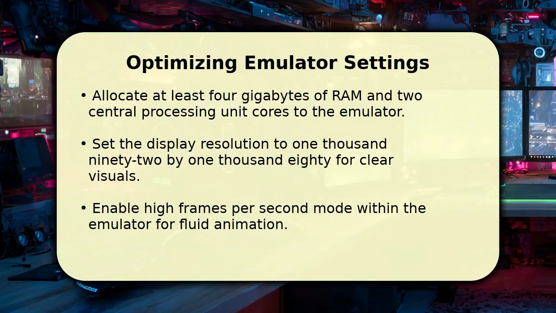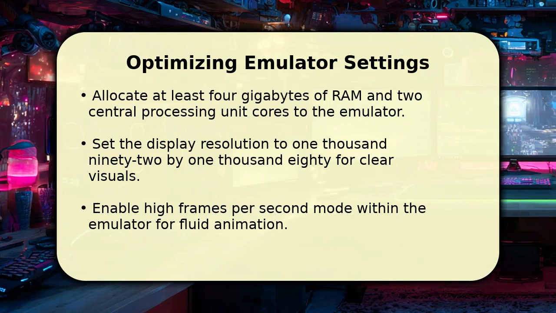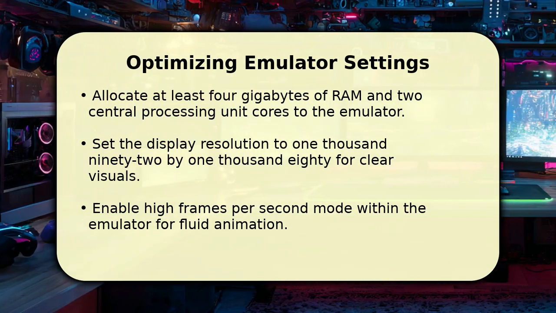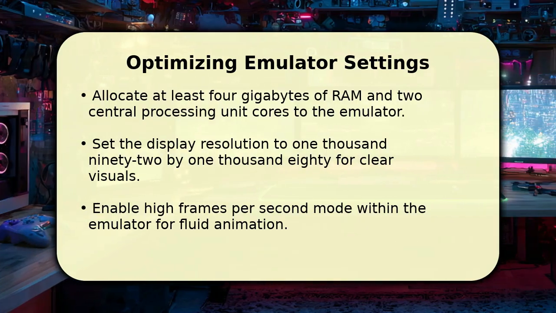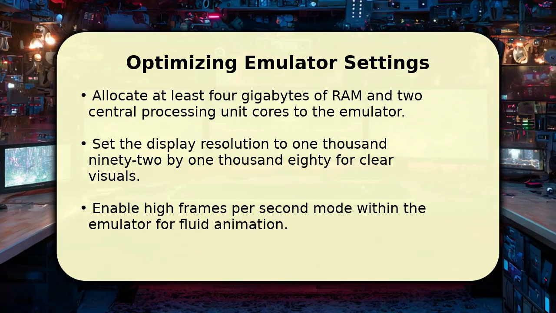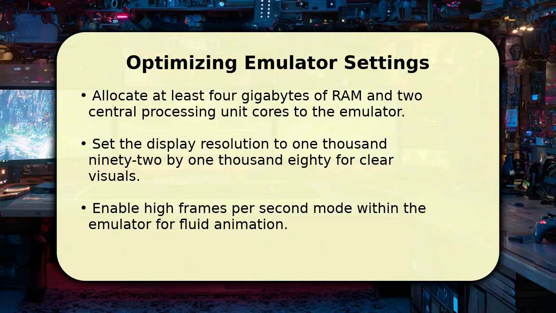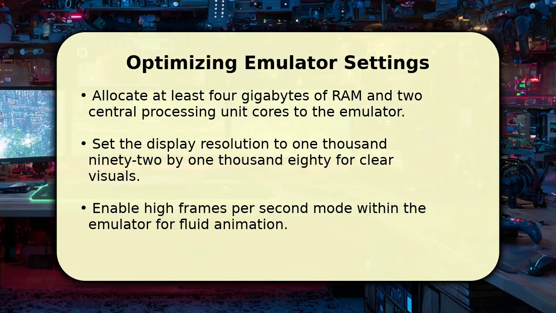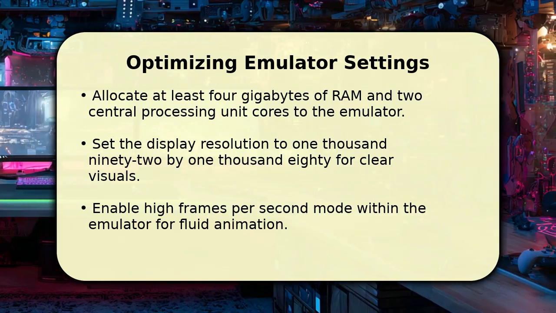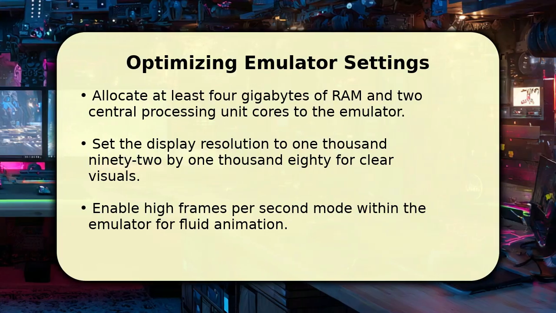Once your emulator is installed, optimizing its settings is key for peak performance. Navigate to the settings menu and dedicate at least 4 GB of RAM and 2 central processing unit cores to the emulator. Set the display resolution to 1092 by 1080 pixels, or even higher if your monitor supports it. Enabling high frames per second mode will make your gameplay feel incredibly smooth and responsive. These adjustments significantly enhance your experience.